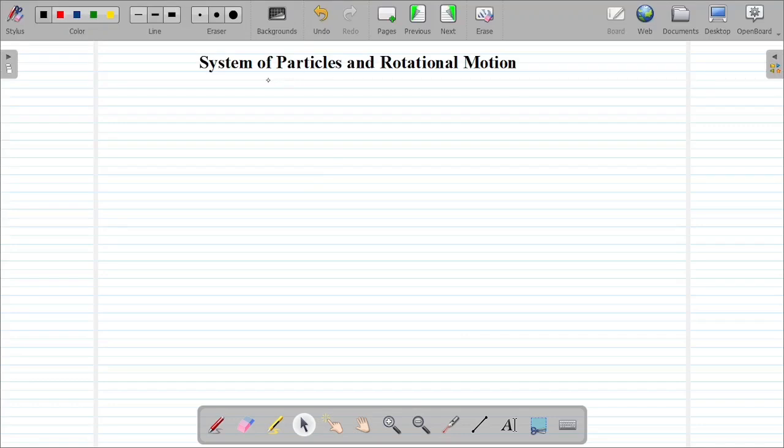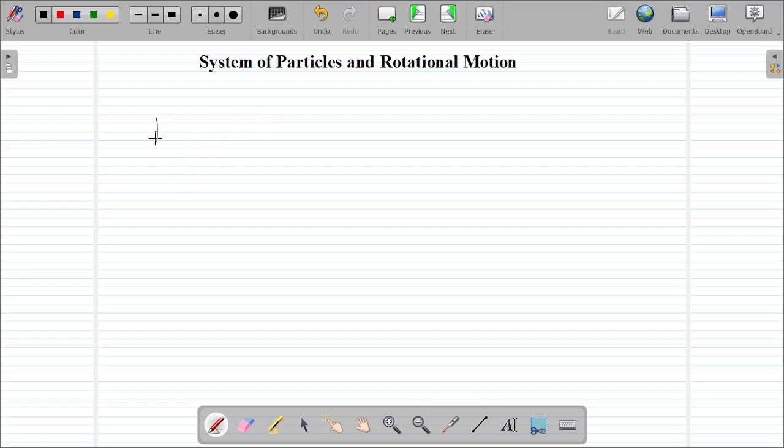Let's discuss another lesson, system of particles and rotational motion. In this we are about to discuss system of particles, how these particles will be there. Generally any object is made up of particles. So here also we are considering only the particles to talk about a system. I mean to say, for any object we are considering the particles.